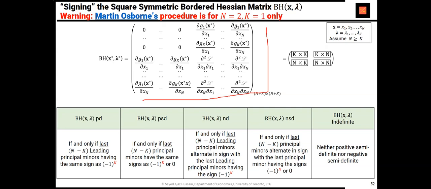Find the value of n and find the value of k. Let's say n is equal to 3, and let's say k is equal to 1. 3 minus 1 is 2. So you would start not with the last one, but with the last 2. Then the leading principal minor of that one would have to have the sign minus 1 to the power n. If n was 3, that last LPM would have to be negative, and then the one before that would have to be positive, and so on.